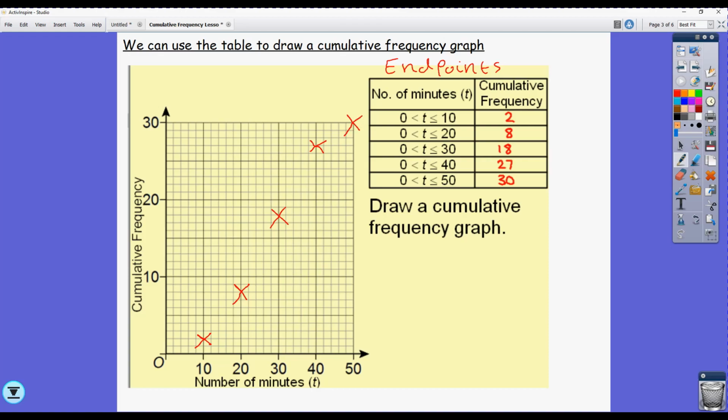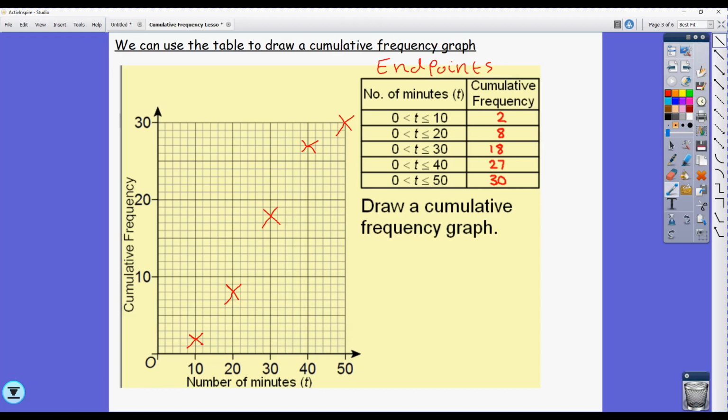There we go. Now this is where cumulative frequency graphs are somewhat unique. We're going to join up all of the points with straight lines. And we always start from 0 too, because the number of minutes is greater than 0, but less than or equal to 10, so it can get right close to 0. That means we join up our points with straight lines, bearing that in mind, starting from 0, one point to the next, like this.